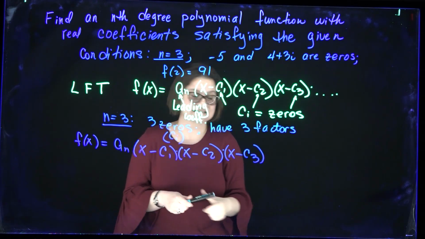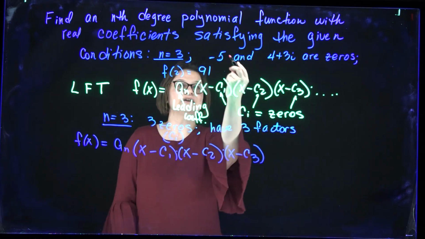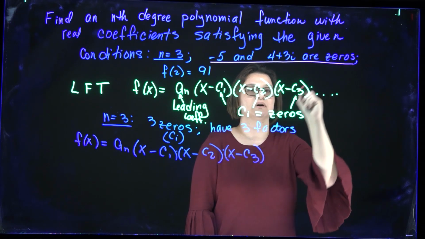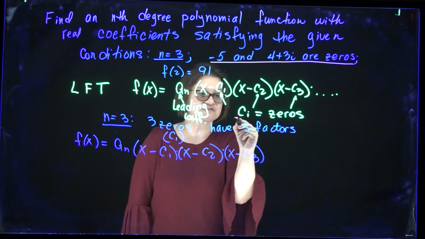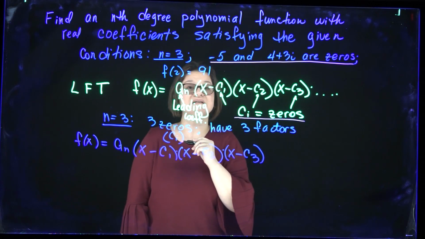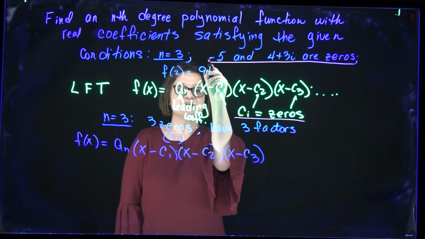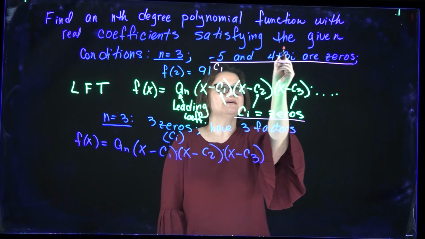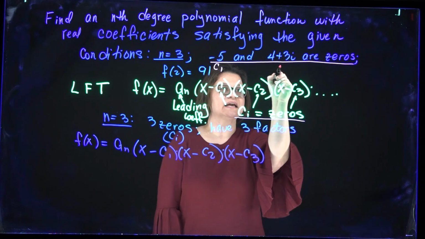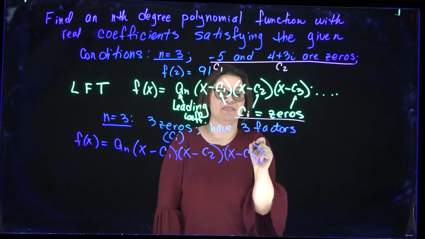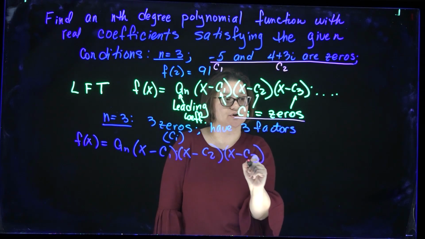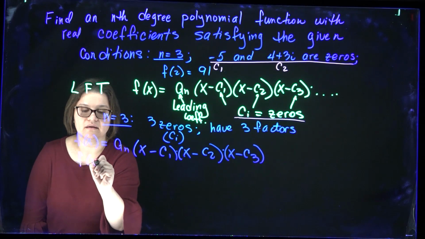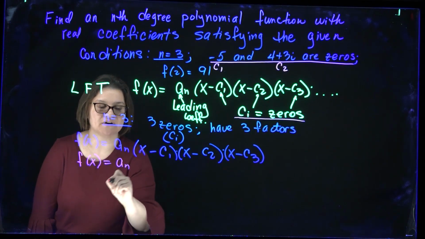So now we're on the next set of conditions. The next set of conditions says -5 and 4 plus 3i are zeros. Well, remember, your c's are zeros. So now we can substitute. We can treat c1 as -5. We will substitute this imaginary number 4 plus 3i into the second root. And then we will need to find a way to get the third root, which I'll mention in just a bit. So now let's see how we can put some muscles into this function.